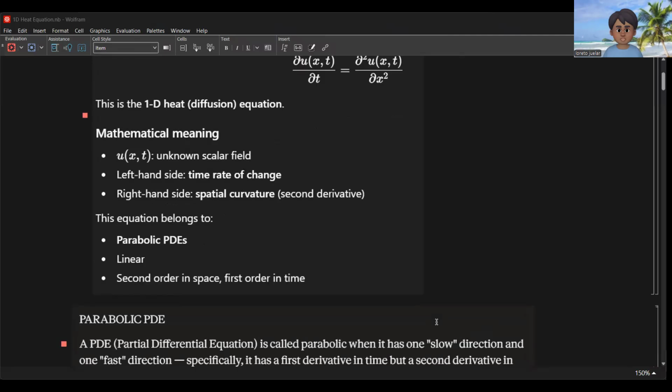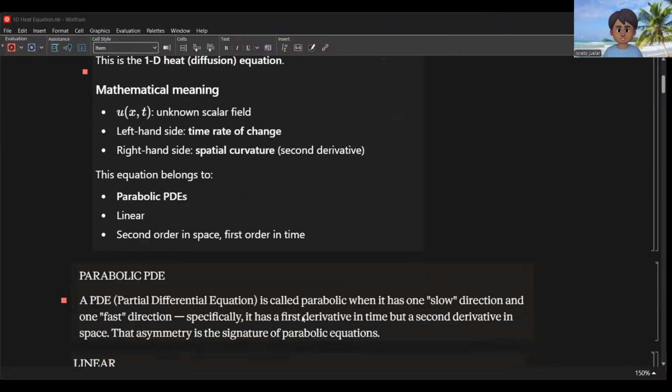Okay, so the meaning of a parabolic PDE: a PDE, or partial differential equation, is called parabolic when it has one slow direction and one fast direction. Basically it has a first derivative in time, but a second derivative in space. That asymmetry is the signature of parabolic equations.